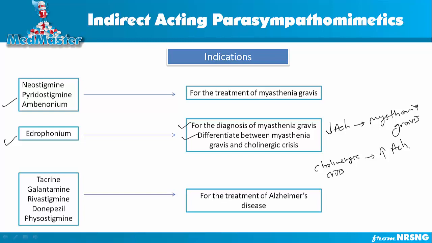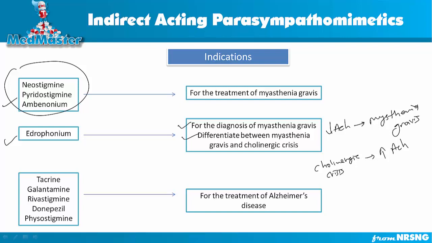Because if a patient is on these drugs, let's say neostigmine, for myasthenia gravis, and the patient comes with symptoms of weakness, fatigue, and the like, those are the symptoms of myasthenia gravis. Well, they are the symptoms of cholinergic crisis as well.